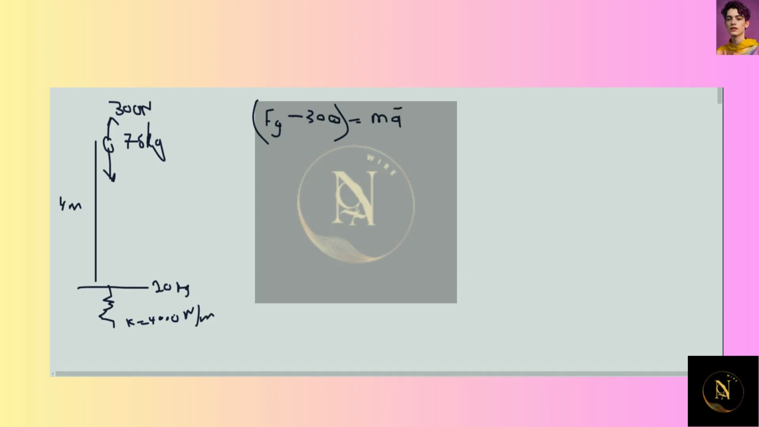So you notice that we can calculate this. This is just 75 times 9.8 minus 300, and then you divide that by the mass of the person, which is just 75. So once you do this, you find the acceleration, and the acceleration in this case is about 5.8 meters per square second.